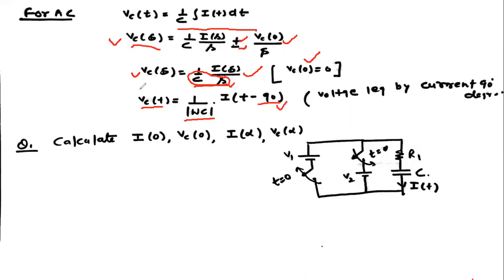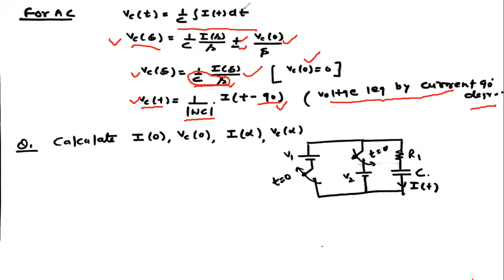So the clear indication, the important point, is this: the voltage across the capacitor lags the current by 90 degrees, or the current across the capacitor leads the voltage of the capacitor by 90 degrees.